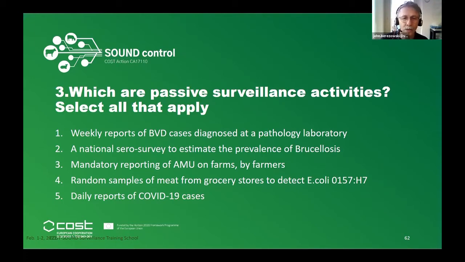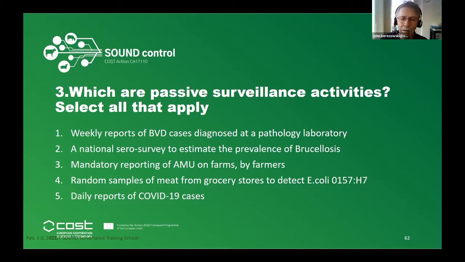A national sero survey to estimate the prevalence of brucellosis would be active, because you're randomly selecting animals from the population and testing them. Mandatory reporting of AMU on farms by farmers is also passive. Even though it's mandatory, it's still considered passive, because people can decide not to report, even if it's a mandatory program.